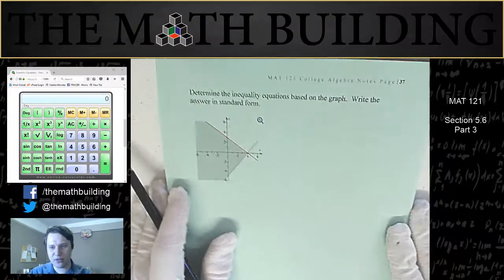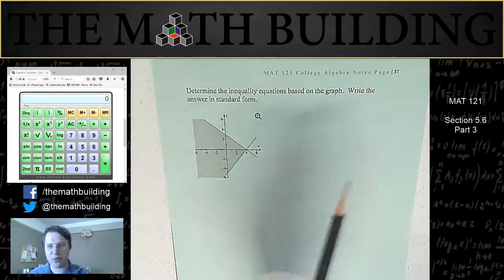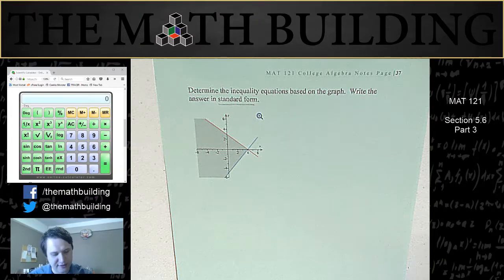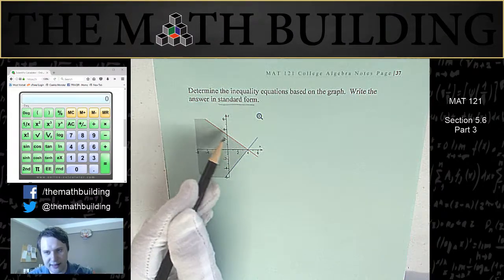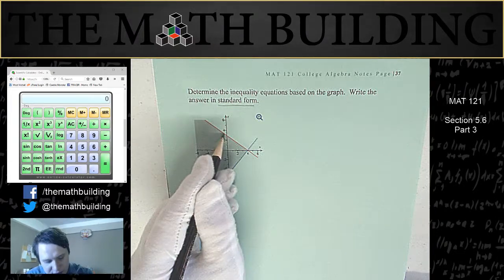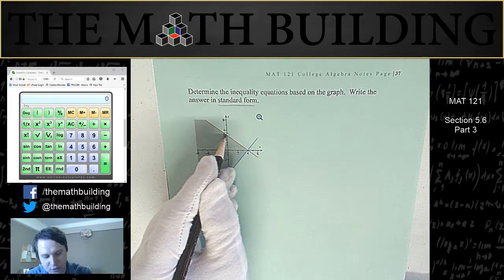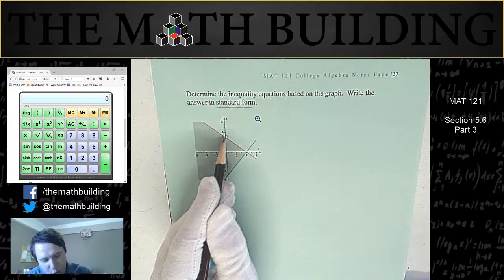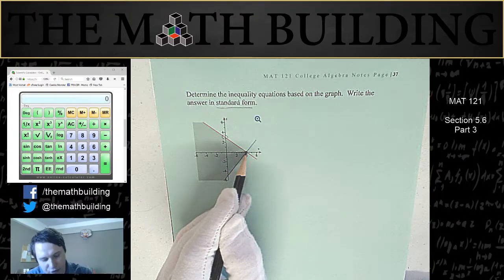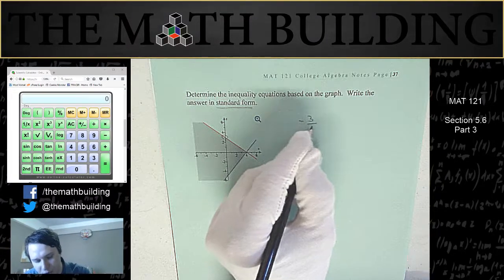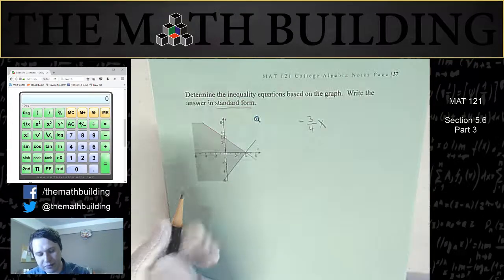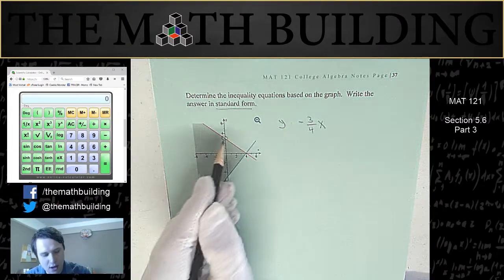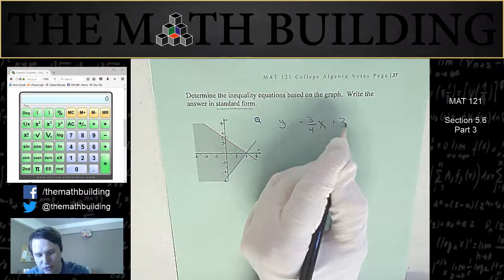In this example, they've given us the region, and we need to work backwards to write the equations in standard form. So let's do that and finish chapter 5. Let's start with this line that's decreasing right here. I notice the intercept, the y-intercept, is 3, and it looks like we're going through 4 over here, which means our slope is down 3 over 4. So it's negative 3 over 4x. I'm going to put y here, but I'm not going to write my symbol here yet. Our y-intercept was 3, so it's plus 3.